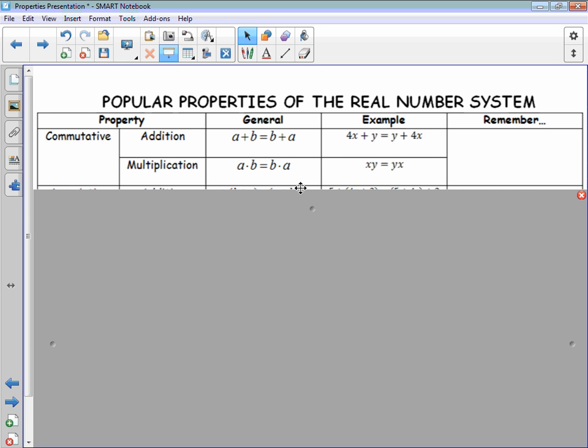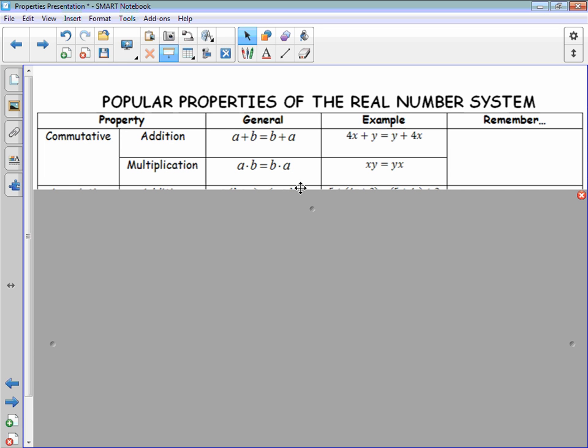First property is real easy. First property says if I am adding two numbers or multiplying two numbers, I'm allowed to switch the order. And the name of that property is the commutative property. Say that with me.